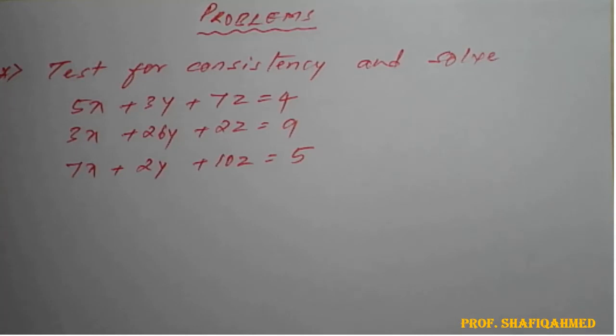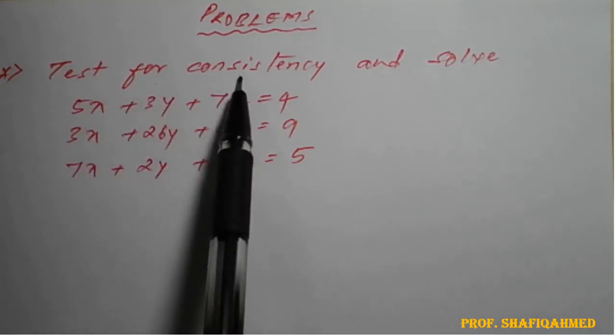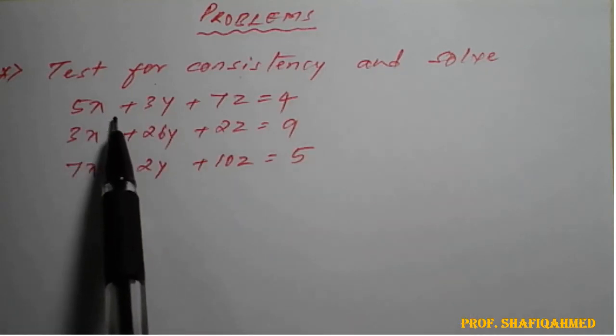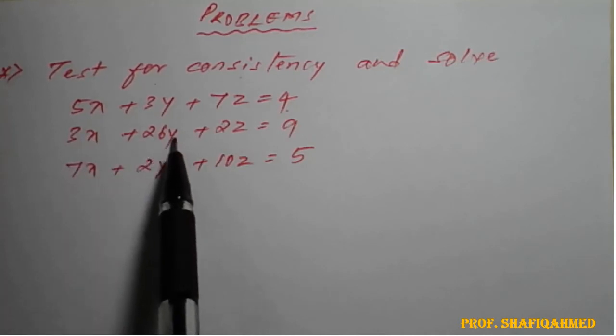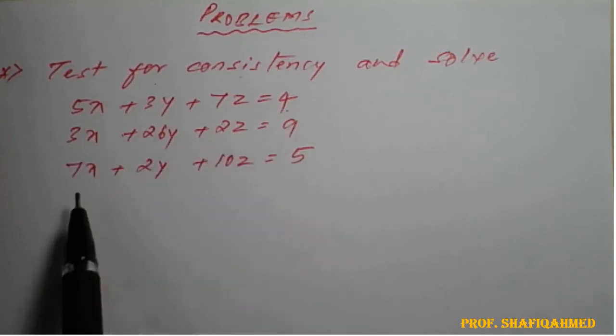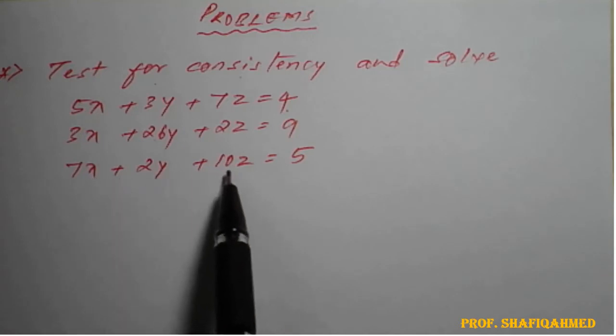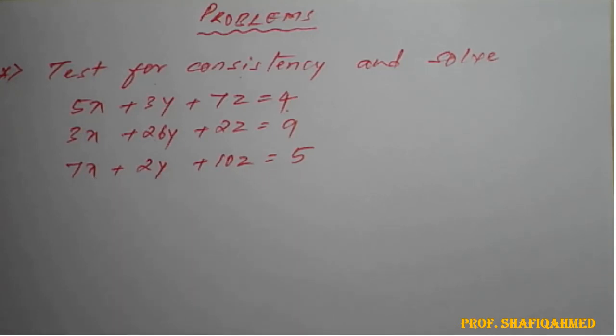Hello students, we'll see the problem on consistency. The problem is test for consistency and solve 5x plus 3y plus 7z equal to 4, 3x plus 26y plus 2z equal to 9, 7x plus 2y plus 10z equal to 5. So this is the given question, that is, a given system of equations. We need to test for what here? Consistency, and we need to solve also. So we'll see here in detail the solution.